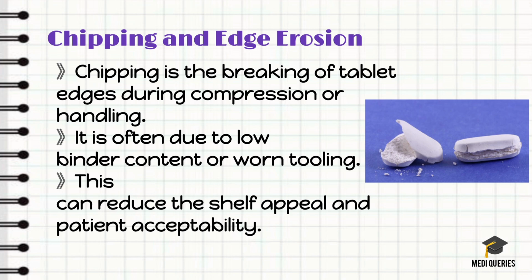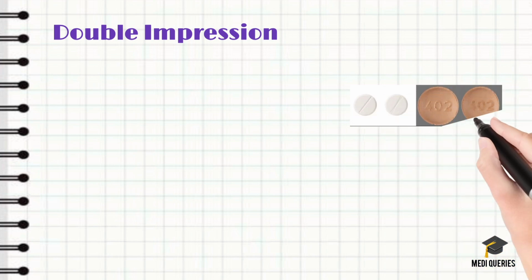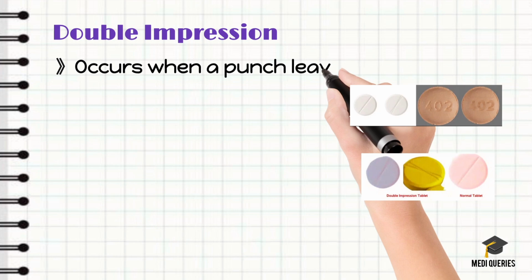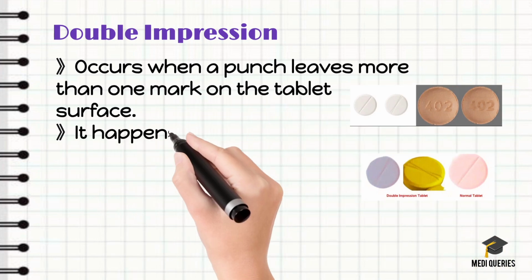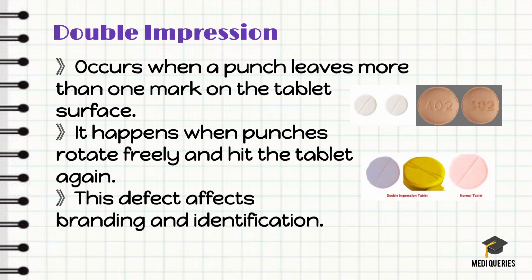And the next one is double impression or duplicate marking. Double impression occurs when a tablet receives the same imprint twice, usually due to movement of the punch after printing. It is commonly seen in rotary tablet machines with punches that have loose or worn guide keys. This defect affects the appearance, branding, and regulatory compliance, especially for marketed prescription drugs.